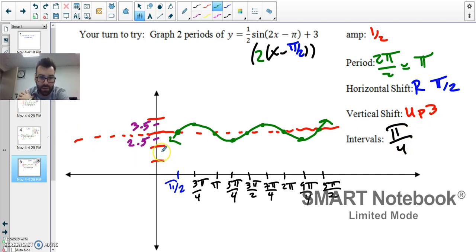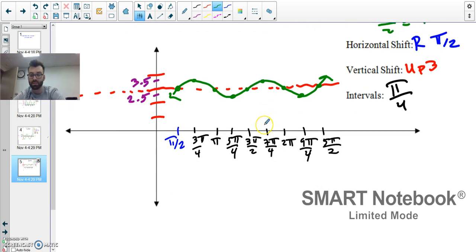First thing I did, graph my vertical shift, 1, 2, 3, graph that midline. Insert your amplitude of 1/2: 3.5, 2.5. From there, write pi over 2. Intervals are pi over 4. So pi over 2, 3 pi over 4, pi, etc. Now, plot your points. Remember, sine starts at the midline, goes to your maximum, mid, minimum, mid, max, etc.